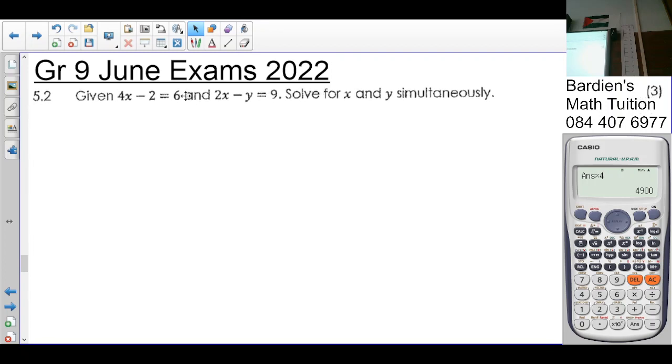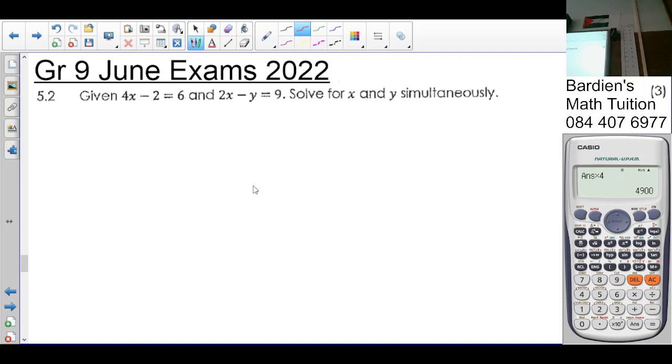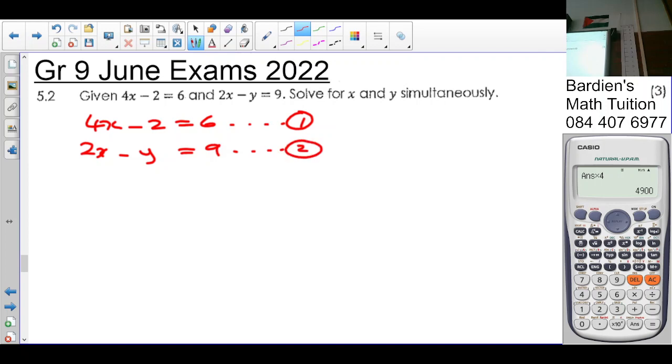Next. You are given two equations. 4x minus 2 is equal to 6, and 2x minus y equals 9. Solve for x and y simultaneously. Okay. So between the two equations, which one are we going to work with first? Equation 1 or equation 2? Equation 1, why? Is there only one unknown?